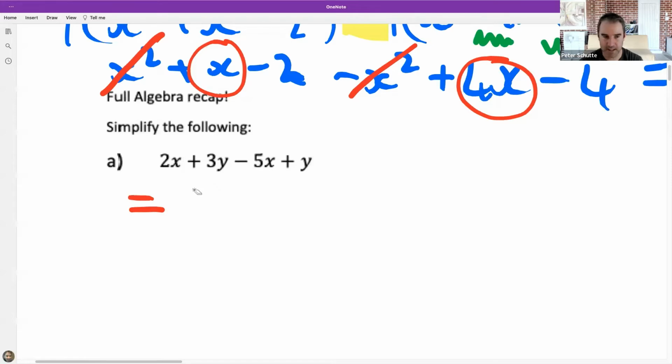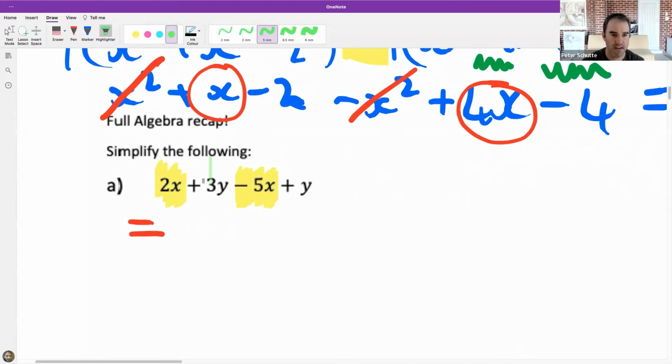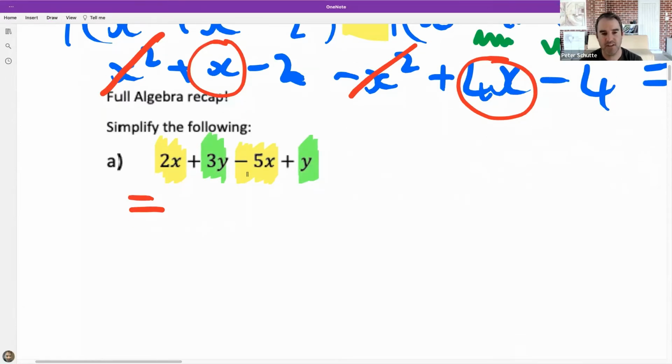Okay, I see some answers coming in. So when I say like terms, in case maybe this is your first lesson today, like terms mean the same variable and the same power. So these two would be like terms. And these two would be like terms. And so the question is, how do you combine them and what do you get? From what I'm seeing in the answers, we're mostly there.